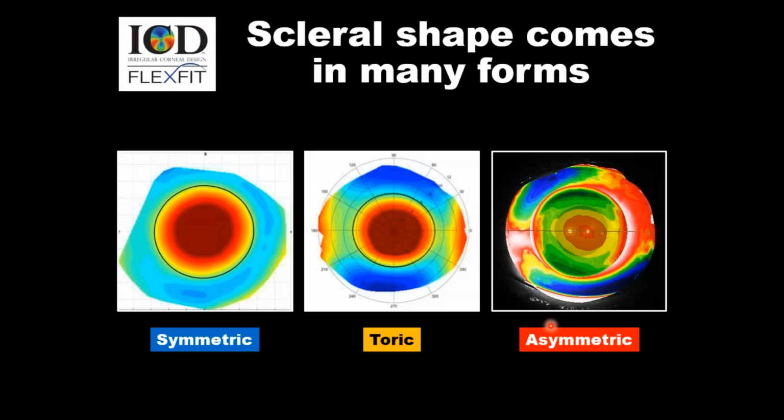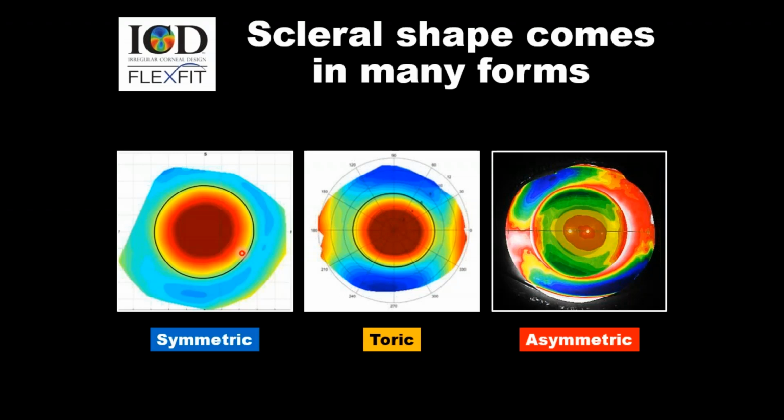Now, the sclera comes in many forms, and when we're dealing with the smaller 14-8, those lenses are made symmetric because we land generally close to the limbus and it's very symmetric in surface. But that smaller lens could land on a toric scleral eye. Maybe 10% of the small diameter lenses need to be toric. So the vast majority are going to work as symmetric, but some may need to be toric.